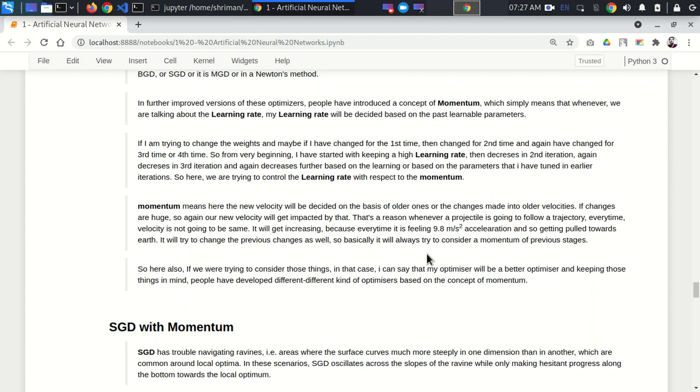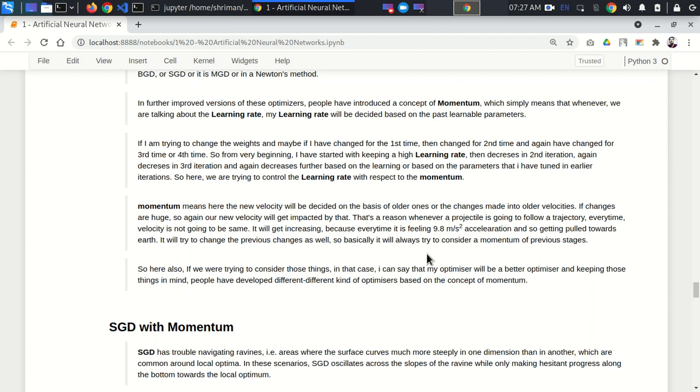That's the reason whenever a projectile follows a trajectory, every time the velocity is not going to be the same. It will keep increasing because every time it is feeling 9.8 meter per second square acceleration and so getting pulled towards the earth. It will try to change the previous changes as well. So basically it will always try to consider the momentum of previous stages.